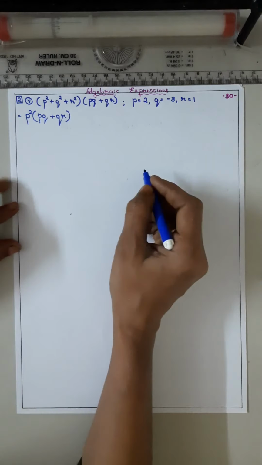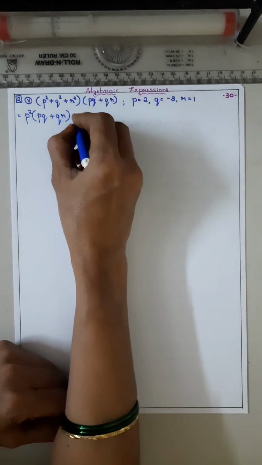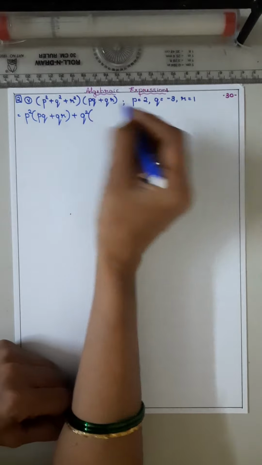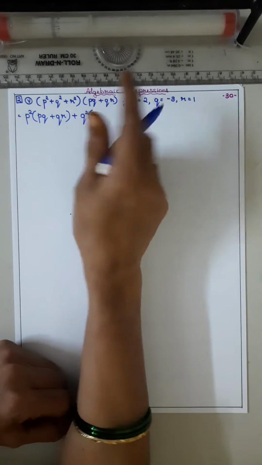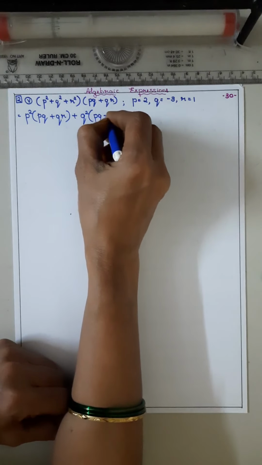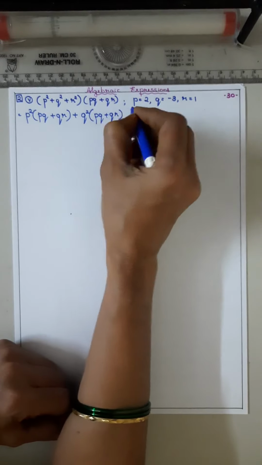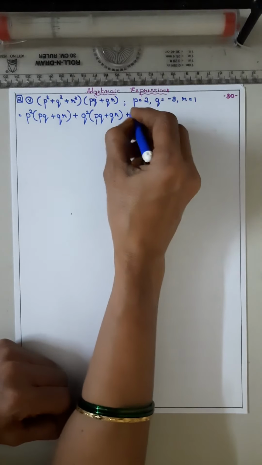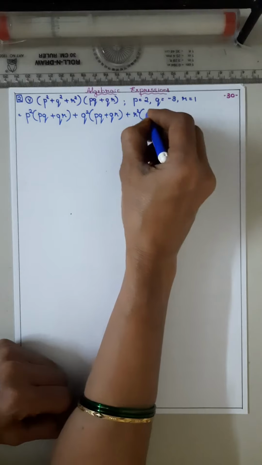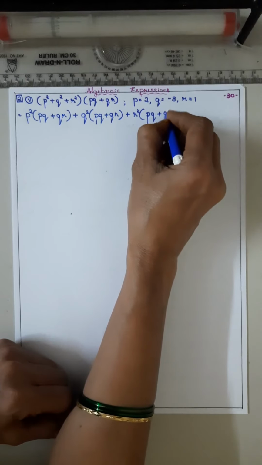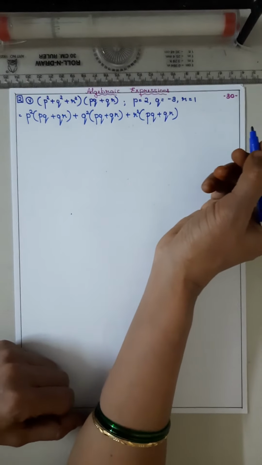Hope everyone is understanding now. You got the method, isn't it? Now Q squared into this full. Now third is R squared bracket open PQ plus QR. Okay.